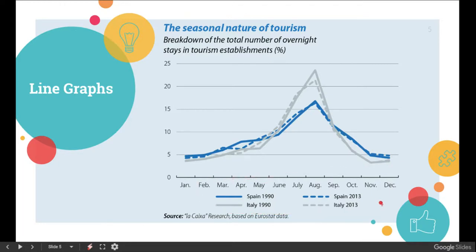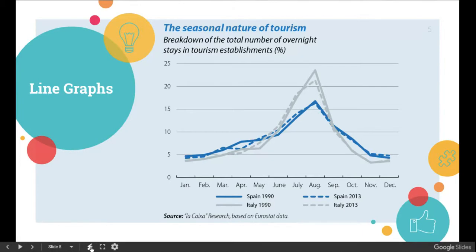If you look down here, we see the key of what these different lines are. So the solid blue line represents Spain in 1990, and the dotted blue line represents Spain in 2013. You can see that there are not a lot of changes over time in those 23 years difference. If you take a look at Italy, it shows the exact same story. Italy seems like it gets a lot more visitors than Spain does over this same amount of time, but it follows the same pattern. And that's one of the things you always want to look for in reading charts and graphs: patterns or differences in patterns.